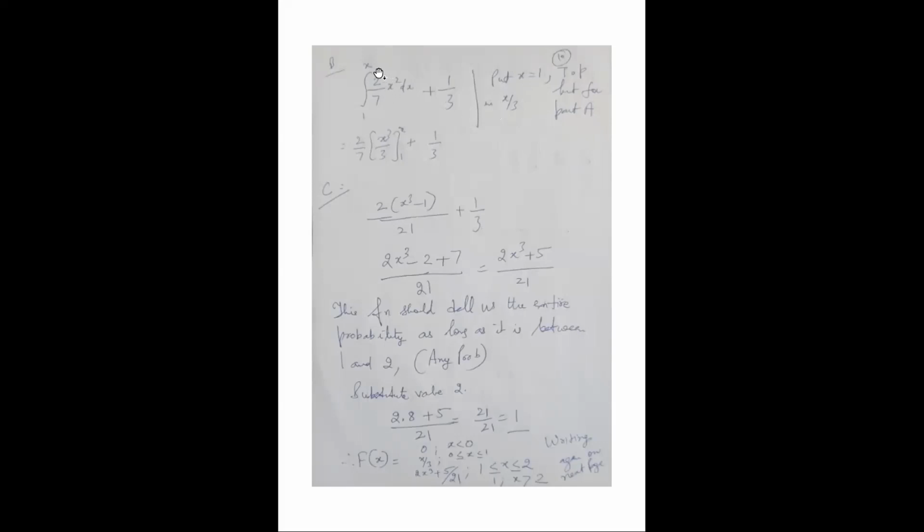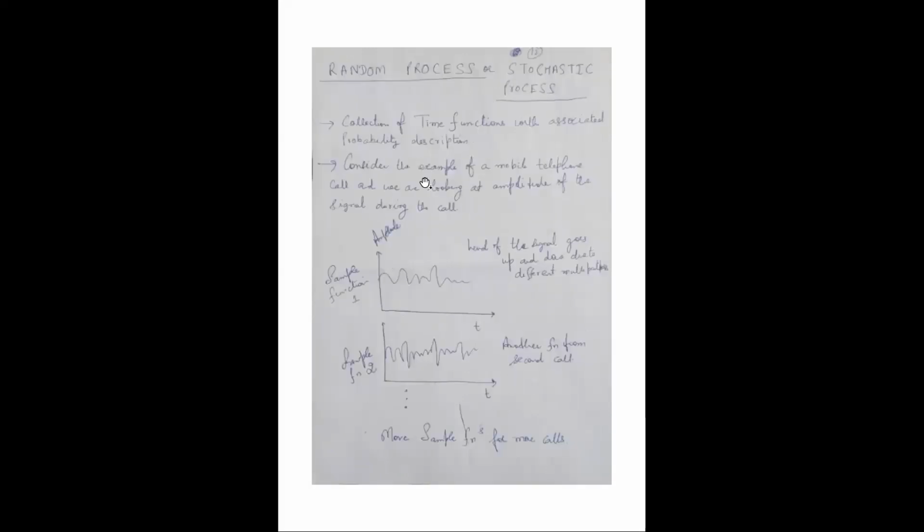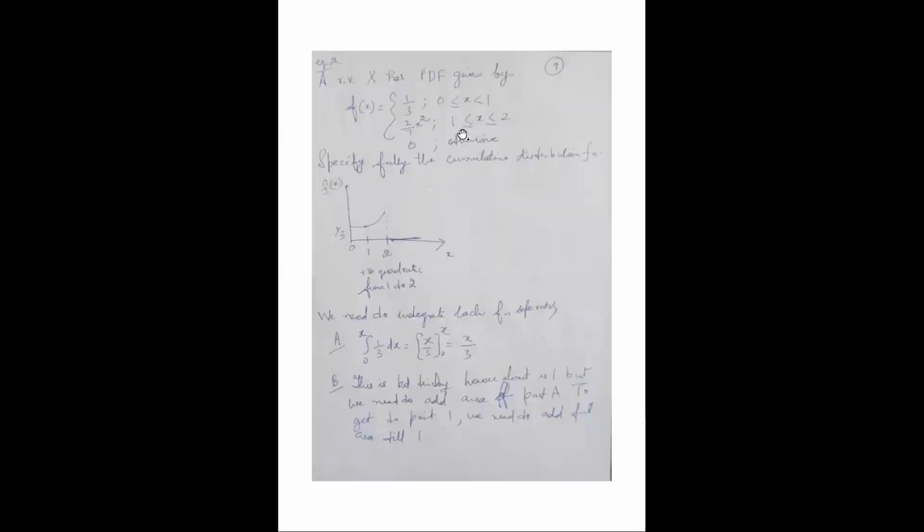So when you add, this integral is for part B, this integral is for part A, and then it will give you the final cumulative distribution function for this whole problem. So this comes out to be, and for part C it is 0. For part C it is 0. So only you have to solve this equation. This equation comes out to be 2x cubed plus 5 divided by 21.